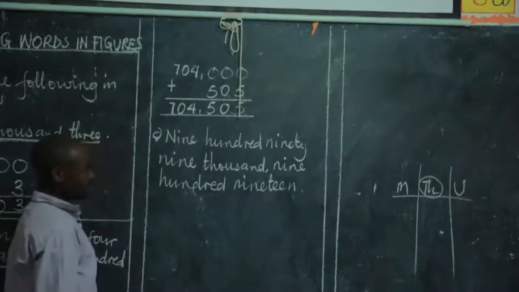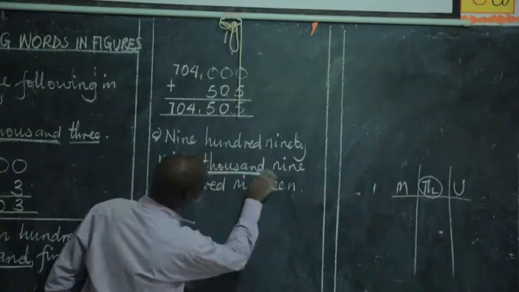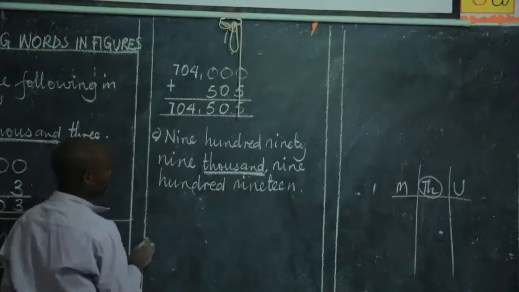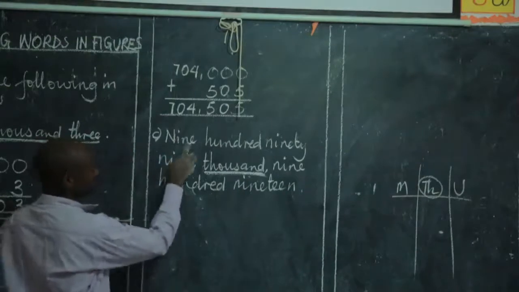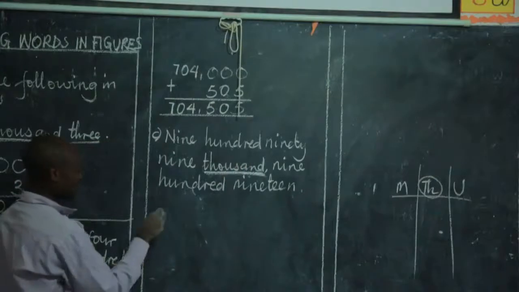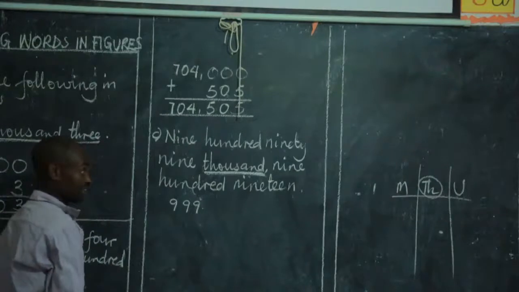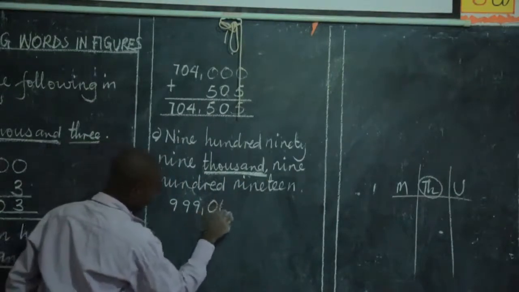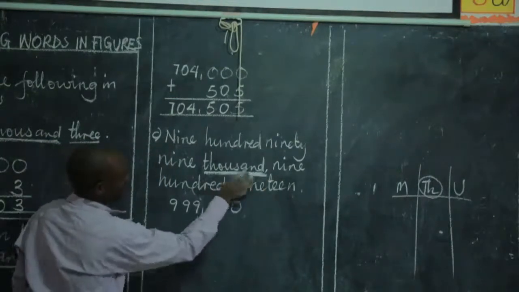Which numbers are in thousands? The word thousand is here. So I am going to write this number before this word. So which number do we have before thousands? We have 999. So how do we write that? 999. You see? But it is in the place value of thousand. So we shall put here 3 zeros. So I have finished up to this word.